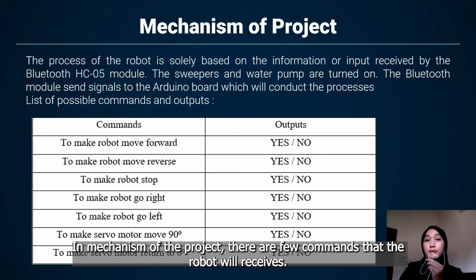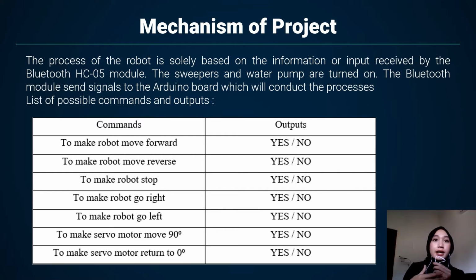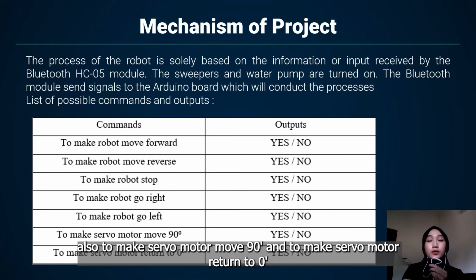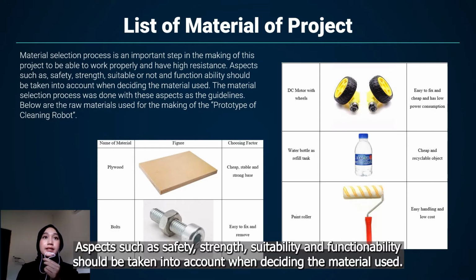So for the mechanism of the project, there are a few commands that the robot will receive. As examples, to make the robot move forward, reverse, stop, move to the left, move to the right, and also for the servo motor to move 90 degrees and to turn off the servo motor. So we know that material selection is an important process to make this project able to work properly and have a high resistance. So aspects such as safety, strength, suitability, and functionality should be taken into account when deciding the material used.